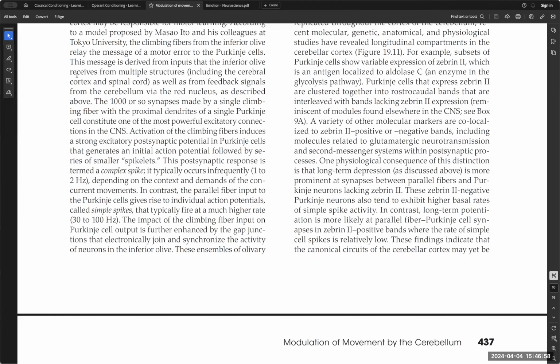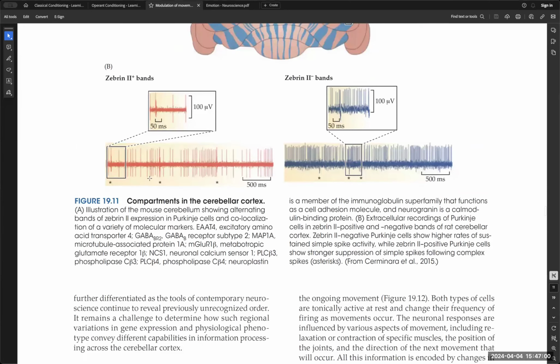Okay. So how do we superimpose this on the Zebrin 2 positive bands? As you can see here, Zebrin 2 is a molecule that is found in Purkinje cells. Basically, Zebrin-positive Purkinje cells show less prominence of the simple spikes, less prominence of the interaction with the granule cell spikes. Okay?